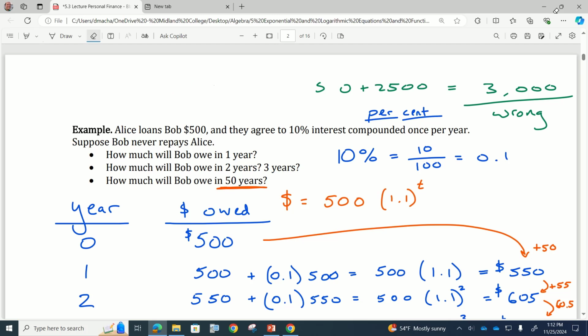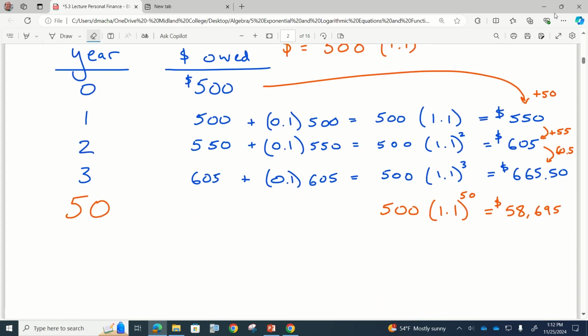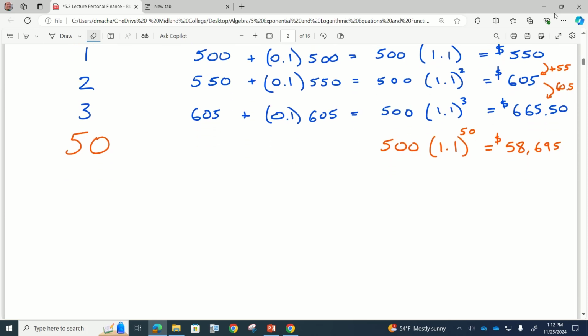Compound interest means at the end of every year, or every specific period of time, you stop and you add the interest to the principal. And then the next time you charge interest on the next amount. So notice I didn't continue to add 1/10 of 500. The second year I actually added 1/10 of 550 and then 1/10 of 605. And the next year would be 1/10 of $665. So that's what we call compound interest.